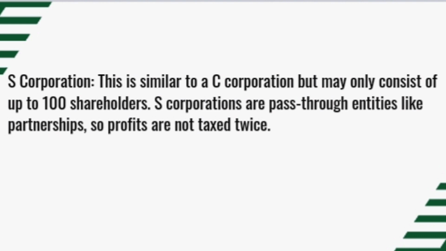The next one is the S corporation. This is similar to a C corporation but may only consist of up to 100 shareholders. S corporations are pass-through entities like partnerships, so profits are not taxed twice. S corporations aim to minimize taxes while still distributing profits to shareholders.